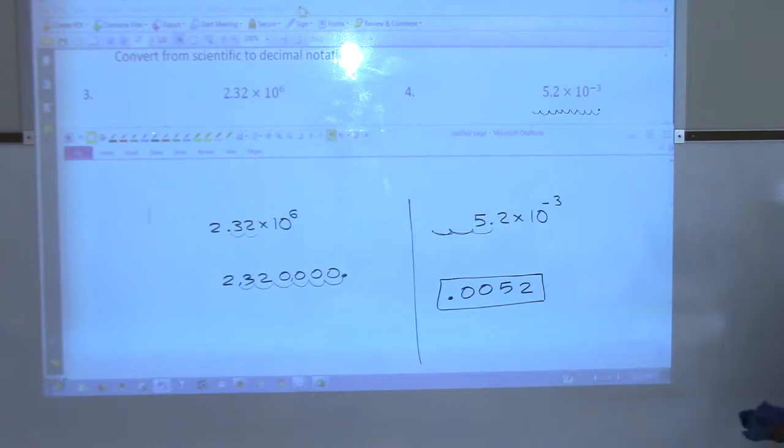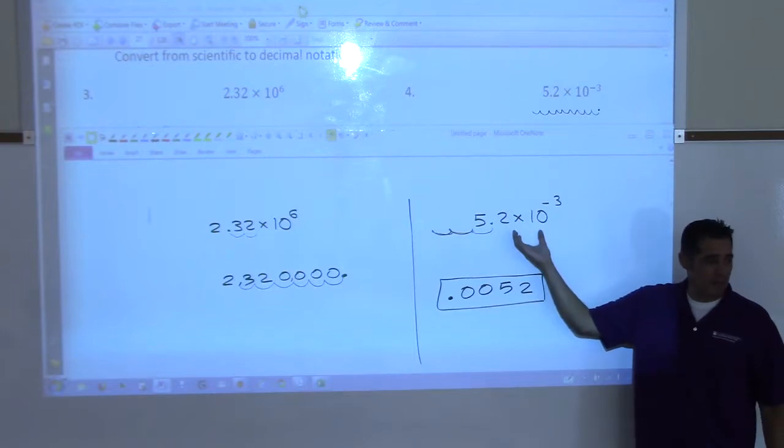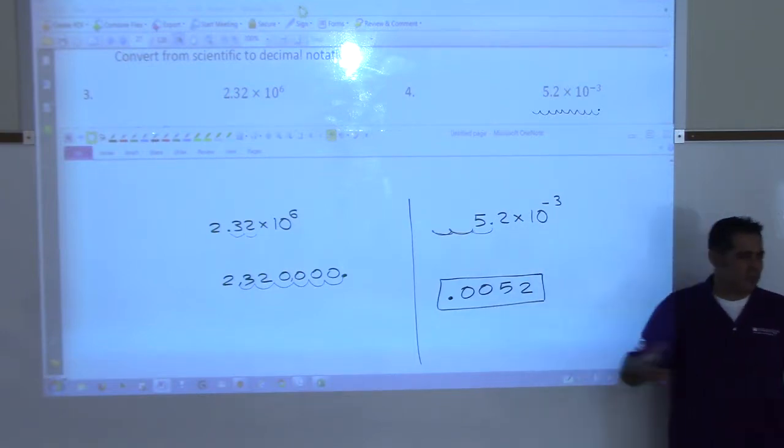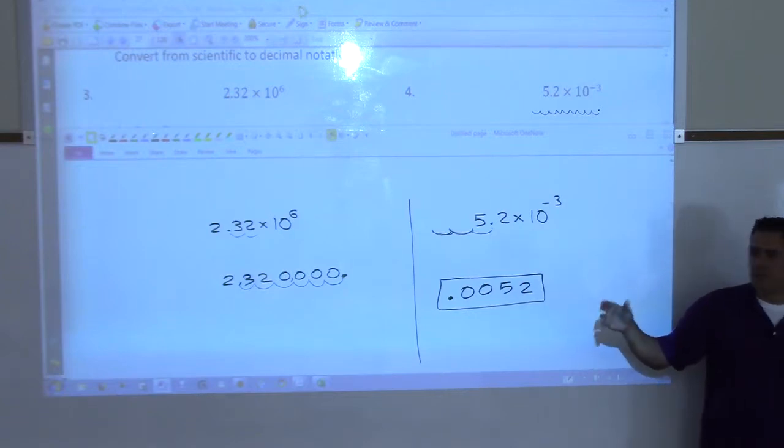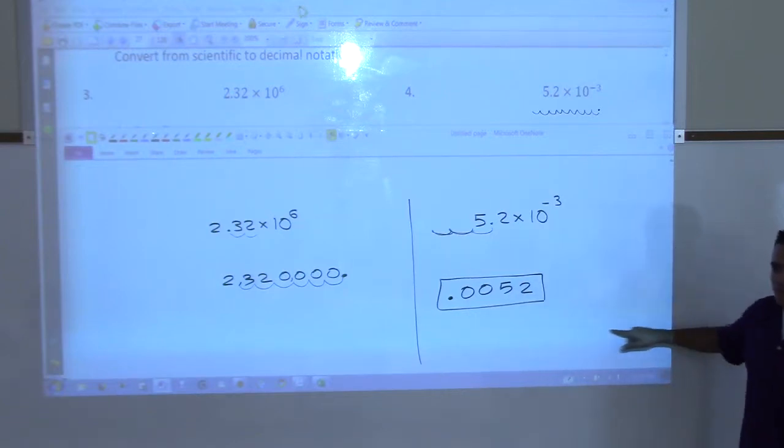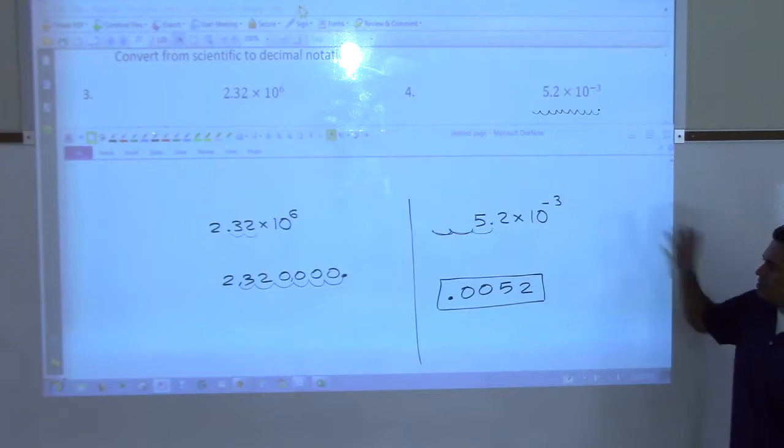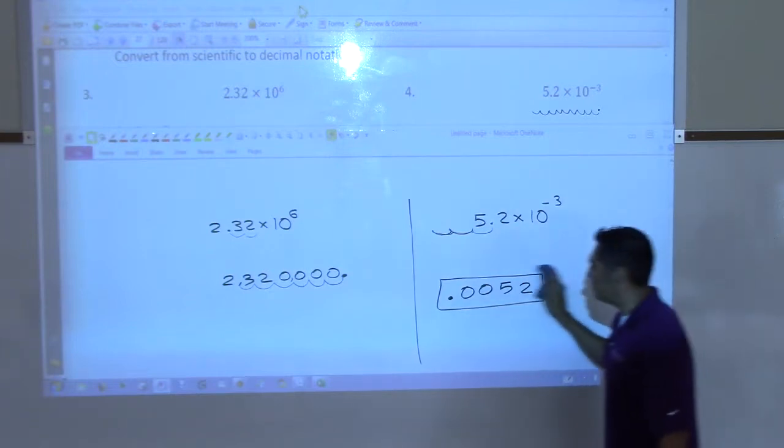Now, why do we even need scientific notation? Like, what's the point? Yeah, you can have huge numbers, and it's just a more condensed way of writing it, right? Because in chemistry and physics, numbers get really, really big. And so you don't want to sit there with a bunch of digits. So this is just a condensed way. But there's also another reason.